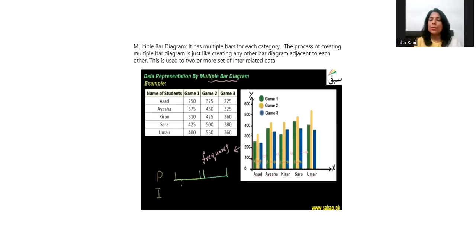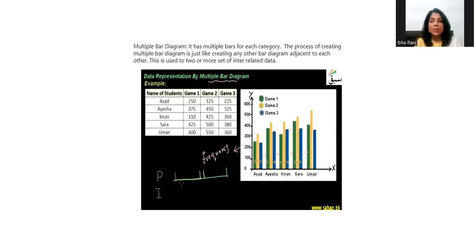So we have to draw exactly how we drew the simple bar diagram. Only, for each game, here there are 3 games, so 3 bars will be coming for Asad, and they should be adjacent to each other. Again the width of the bars will be the same. If you are taking game 1 as maybe 1 centimeter or half centimeter or 2 centimeters, you have to make it identical for all other bars. Why do you have to maintain this?